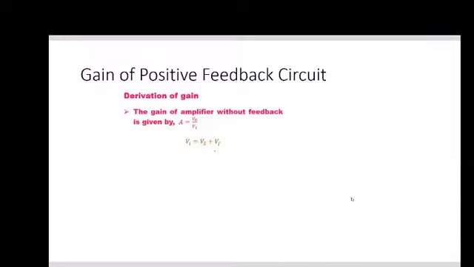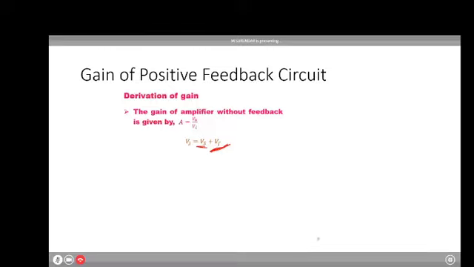And that is added with the source signal. This is the source signal, and that goes as an input to the actual amplifier without feedback. So what happens to the gain of the amplifier with the feedback? We have included the feedback voltage now in this equation. Now we have VA is equal to V output divided by VS plus VF.